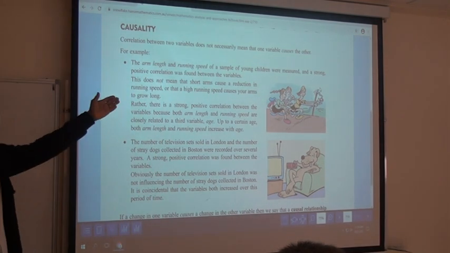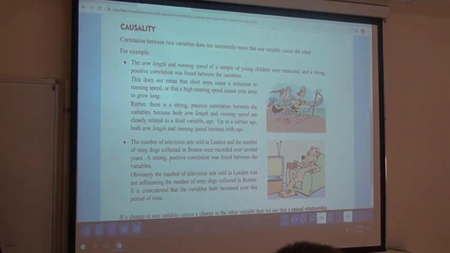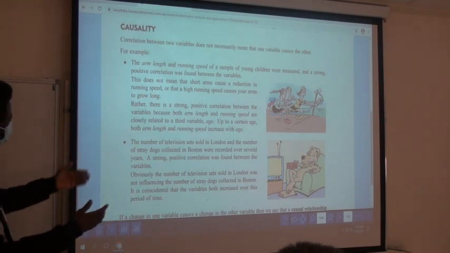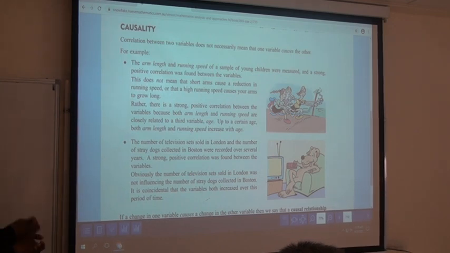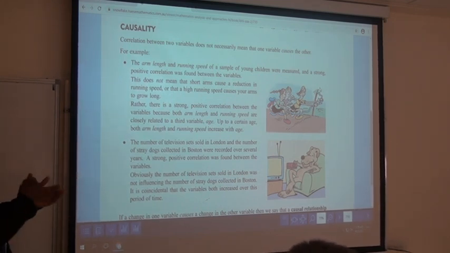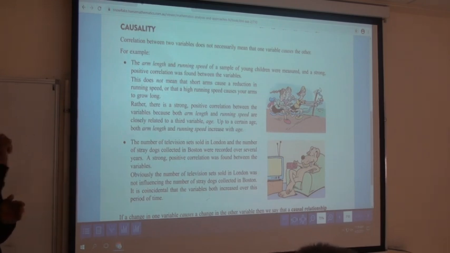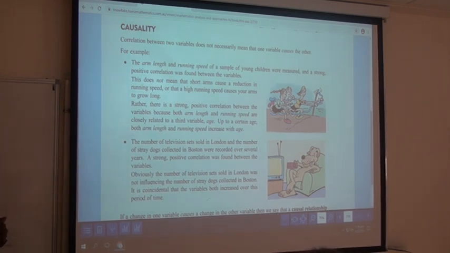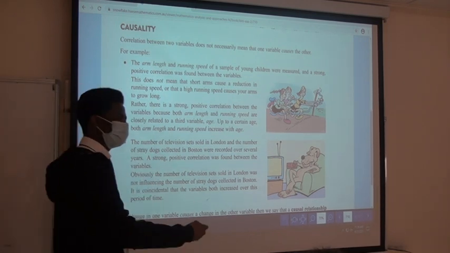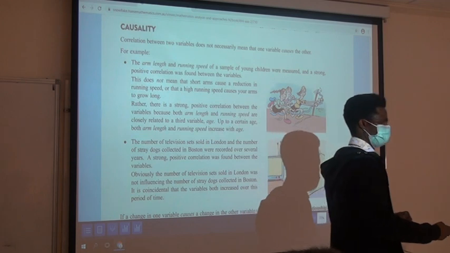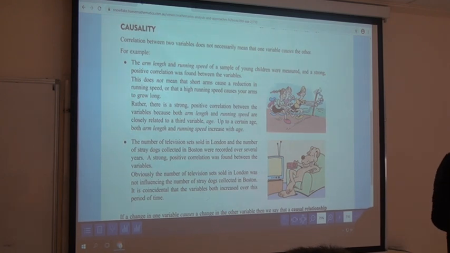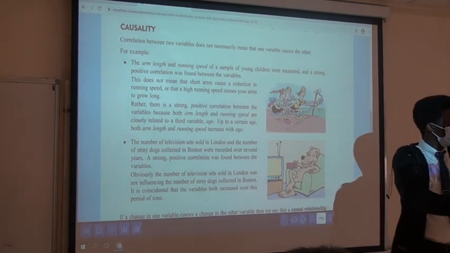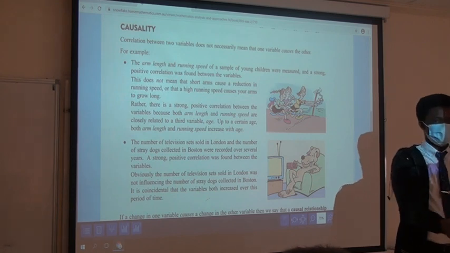Anyway, this does not mean short arms cause a reduction in running speed, or that longer ones will give you that. Rather, there is a strong positive correlation between the variables because arm length and running speed are closely related to a third variable, which is age. So it wasn't the arm length directly that causes that speed, but the speed and the arm length converge somewhere: the age of the person running.